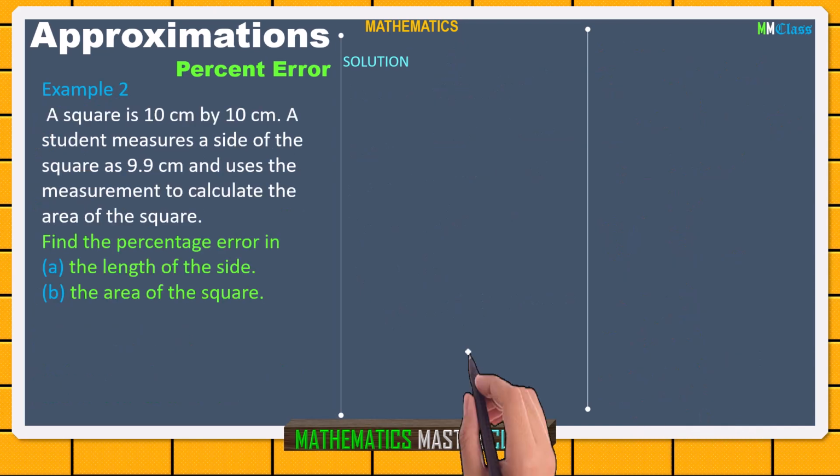So let's consider example 2. A square is 10 centimeters by 10 centimeters. A student measures a side of the square as 9.9 centimeters and uses the measurement to calculate the area of the square. A, find the percentage error in the length of the side. B, in the area of the square. So let's start with A.